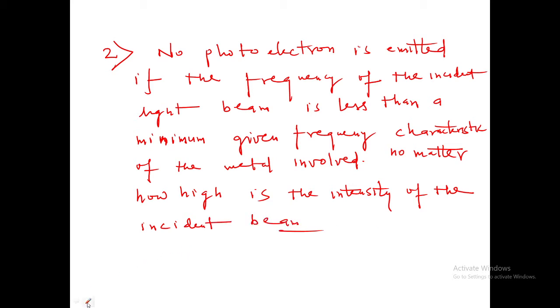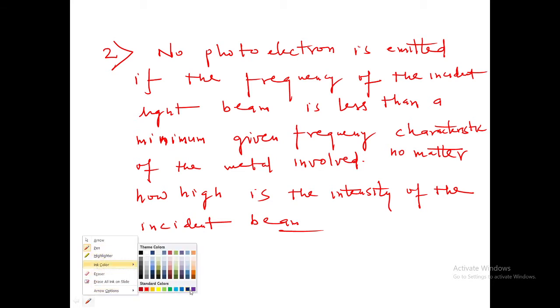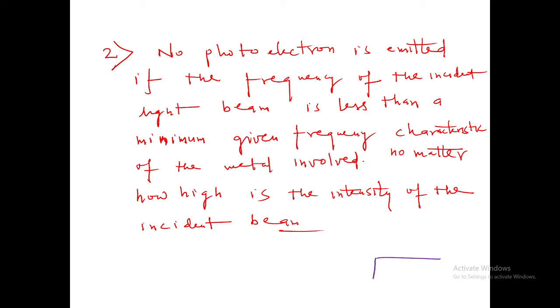So what observation is there? Suppose this is a metal and a photon is striking over it, and this is the frequency of the incident photon. If this frequency is less than a fixed threshold, then in this case no emission will take place, no matter what number of photons you bombard on that metal.